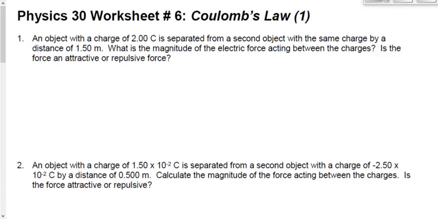Let's take a peek at our homework for the weekend, worksheet number 6 on Coulomb's law. Specifically, we're going to look at 4 questions, 3, 4, 6, and 7, starting with question number 3.